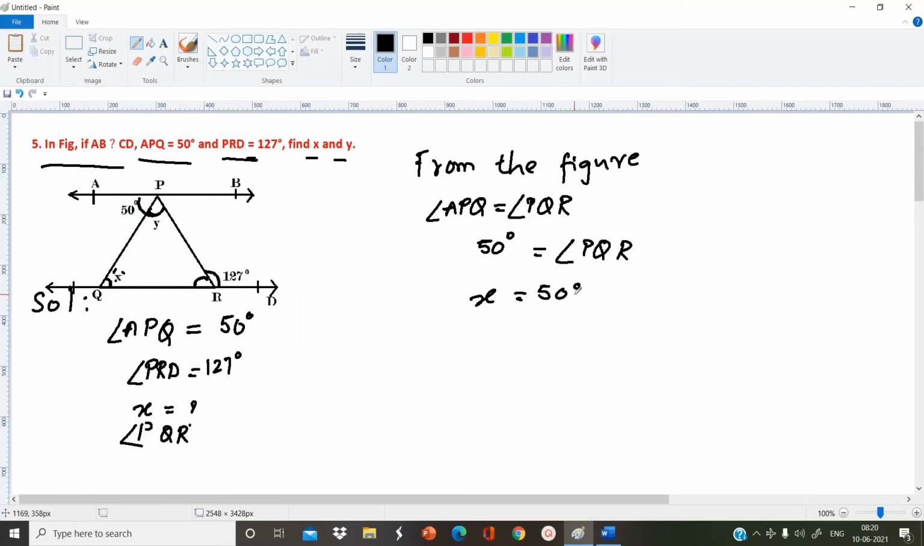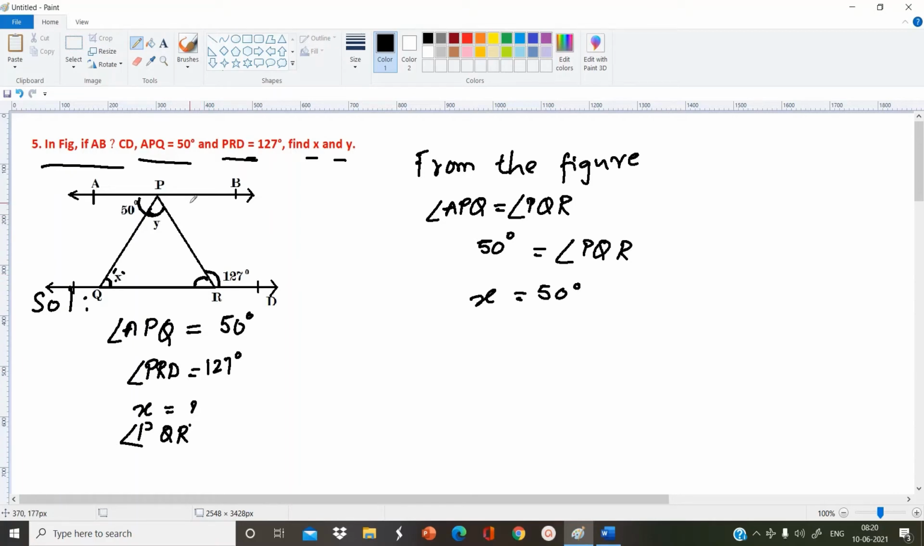And next, come to the figure again. Now similarly, what we have here? Angle PRD value we have. Angle PRD is how much? 127 degrees. And here again line AB and line CD both are parallel lines. So these two are parallel lines, and line PR is intersecting these two lines. So we can say line PR is the transversal line.